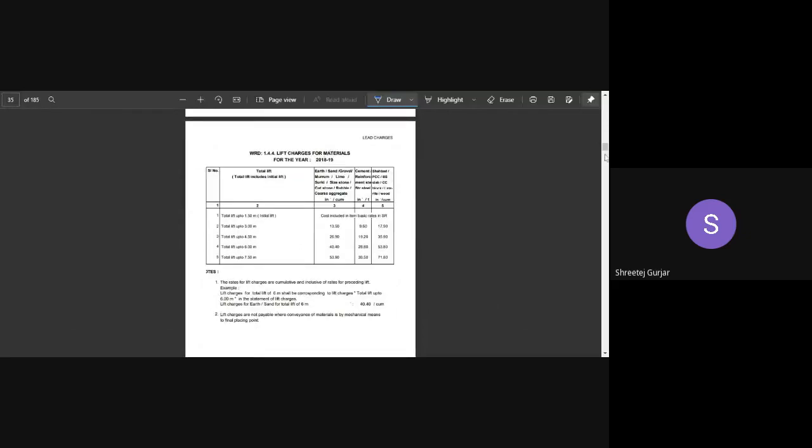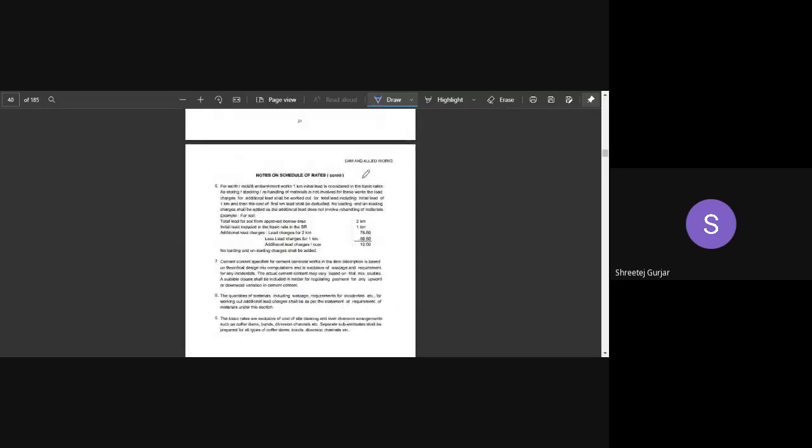Okay, so you can see specifications are also given. Various specifications will also be given. Let us just go through one of your specifications.